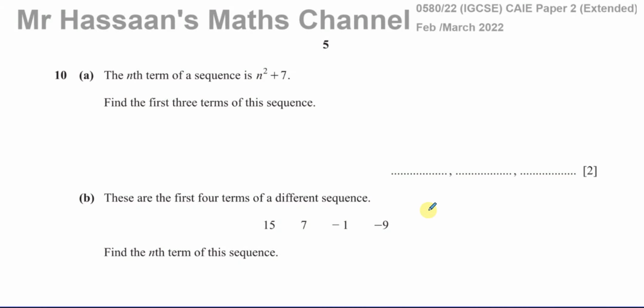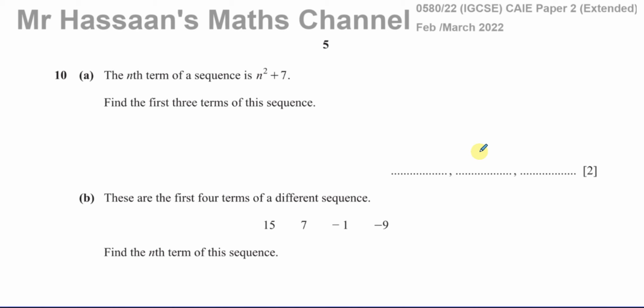Okay, welcome back. This is Mr. Hassan's Maths channel, and I'm now answering question number 10 from the February-March 2022 IGCSE Cambridge 0580 paper. This is from February-March 2022. Here we have a question about sequences.